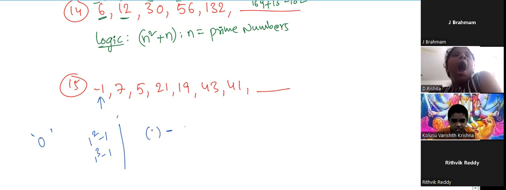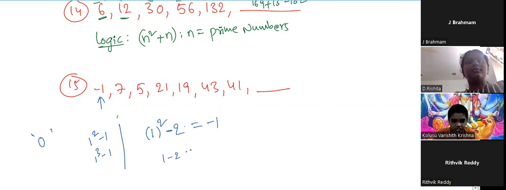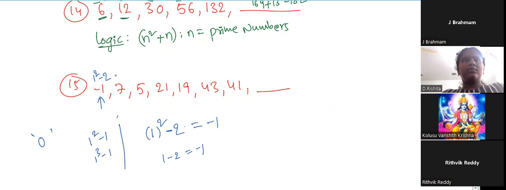Tell me, 1 square is how much? 1 square is 1. You do minus 2. Yes, sir. 1 minus 2 is minus 1. Okay. Can I take it as 1 square minus 2? Yes, sir. Then can I take it as 3 square minus 2? 3 square is actually 9, minus 2.